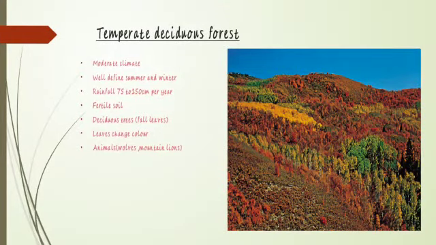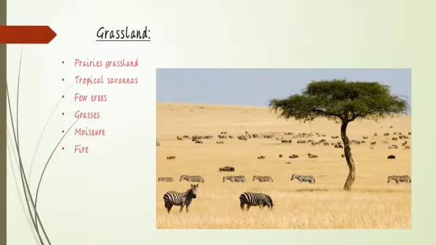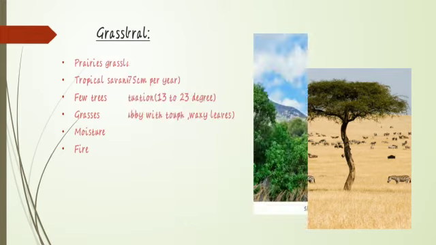The next is temperate deciduous forest. Its characteristics include moderate climate, well-defined summer and winter, and rainfall of 75 to 150 cm per year. Its soil is fertile. Deciduous trees fall leaves, and leaves change color. Animals include wolves, mountain lions, etc. The next is grassland. It is also known as prairie grassland or tropical savannas. It contains few trees and mostly grasses. Its temperature is moderate, there is moisture, and fire is important there.